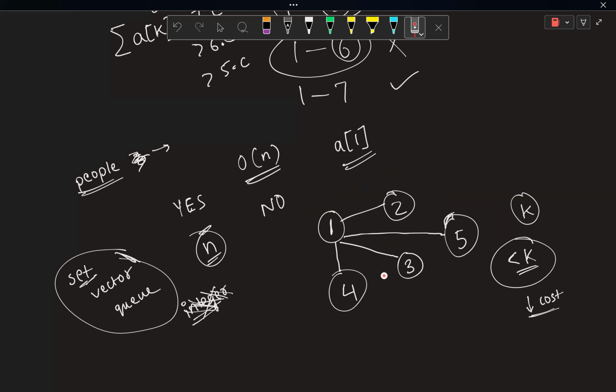How to get indirectly connected? I didn't understand this part. What do you want to ask?